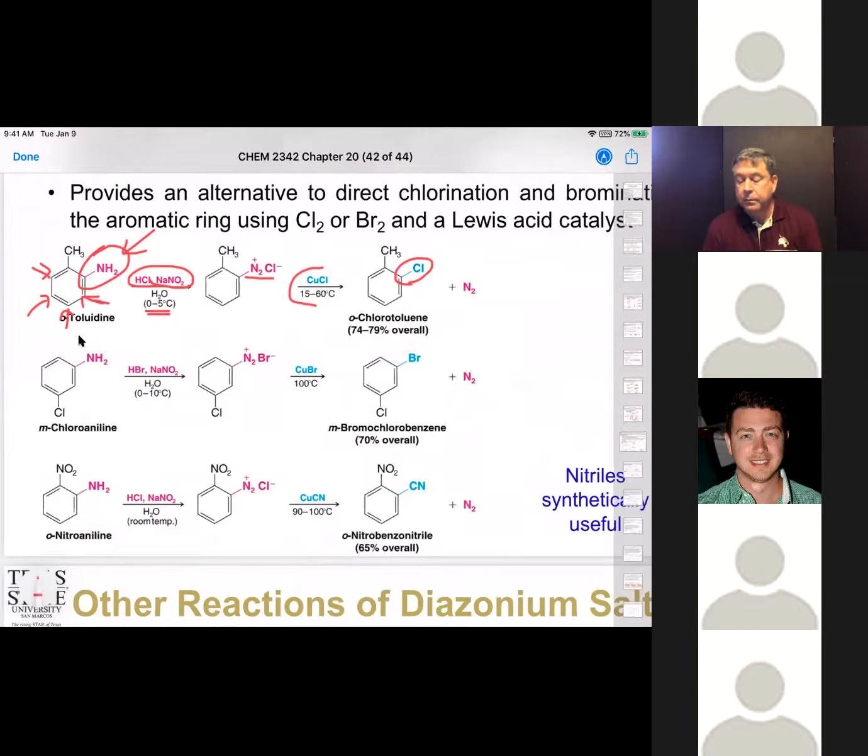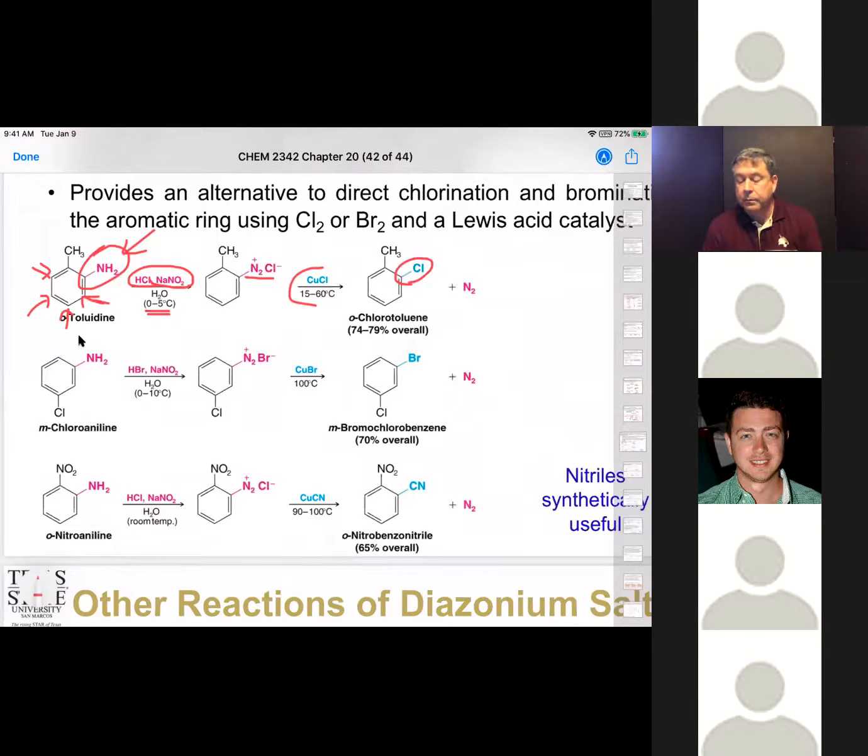And again, it will only react with the amine to generate the diazonium salt. And then you can displace that diazonium salt. So this becomes very synthetically useful, and you can do it in the ortho, para, or meta position. It doesn't matter. You can put it exactly where that nitrogen is and get that substitution you want.